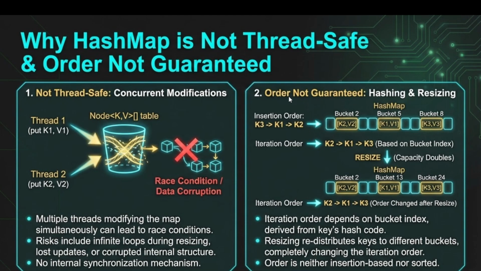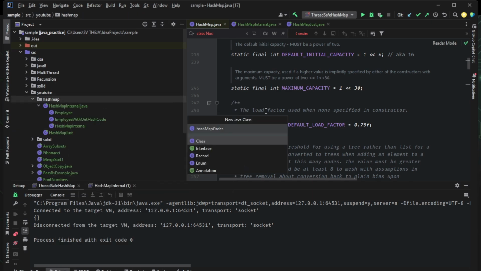Now, order is not guaranteed. Hashing and resizing: whenever we create a HashMap with some data, it always works based on the hash code. We don't know the index which will be generated by the hash code. Sometimes it creates index 1 and sometimes it will go to index 3, like that. We cannot guarantee where a variable will be stored. That's the reason order is not guaranteed. If you want to see this, let's go and create one HashMap order example.